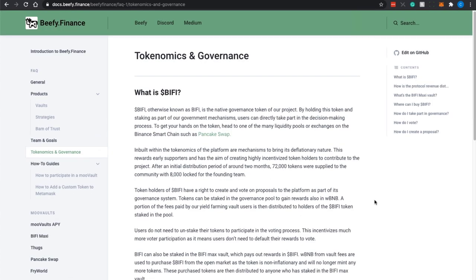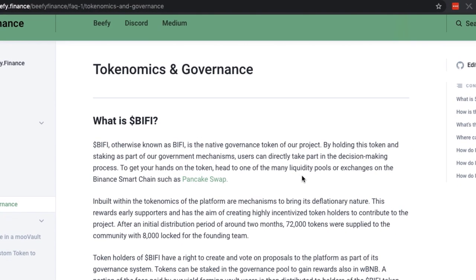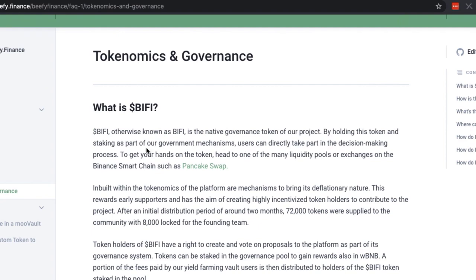Up next will be their tokenomics and governance. What is BIFI? BIFI is the native governance token of their project, and by holding the token, you can be part of their governance mechanism and take part in the decision-making process. Built into their tokenomics are mechanisms to bring about its deflationary nature. So there is a deflationary measure for BIFI. And they have an 80,000 token supply cap for BIFI. As of now, you can see that 72,000 are already supplied to the community and 8,000 are locked for the founding team. This totals 80,000.